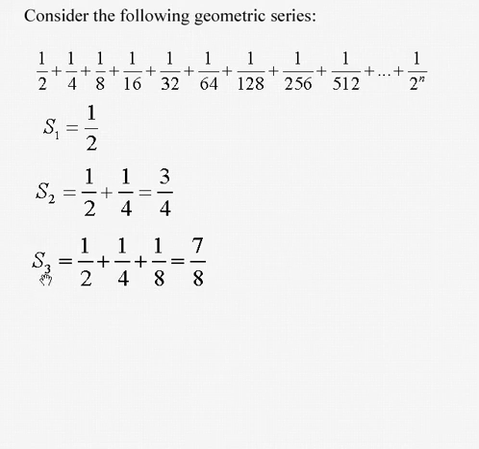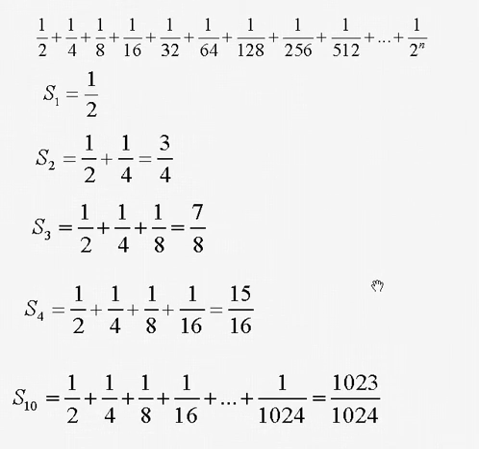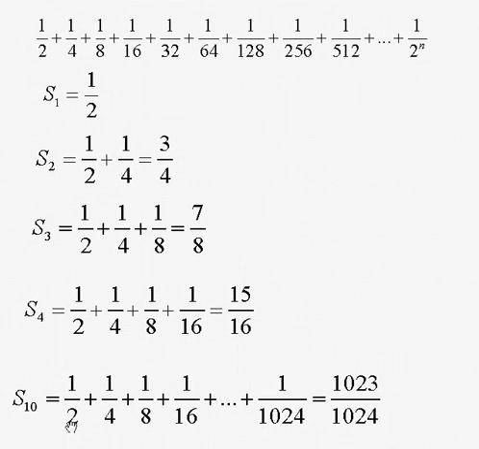If we added the first three terms together, we would get a half plus a fourth plus an eighth, or 7/8. If we added the sum of the first four terms together, we would get a half plus a fourth plus an eighth plus a 16th, or 15/16. And if we took the sum of the first 10 terms, a half plus a fourth plus an eighth plus a 16th plus, etc., 1 over 1,024, we would get 1,023 over 1,024.